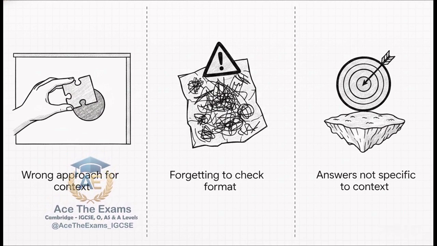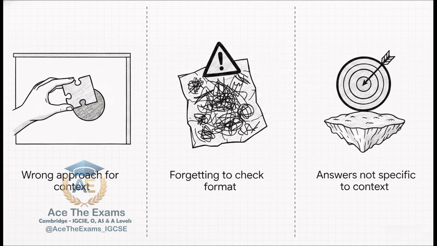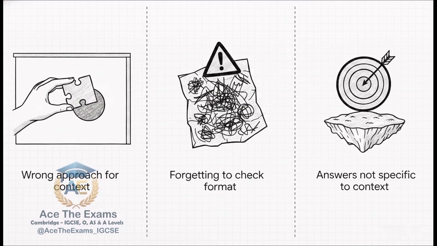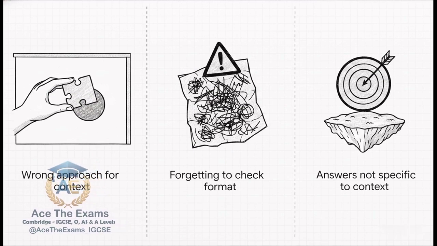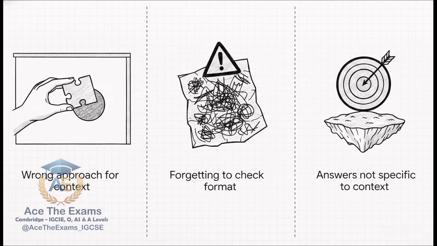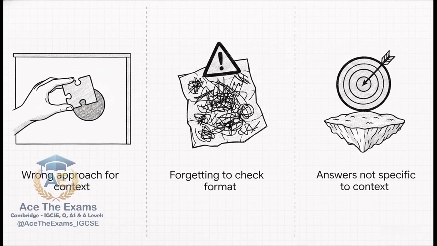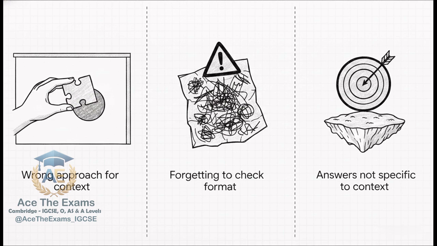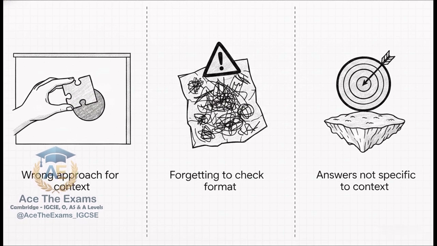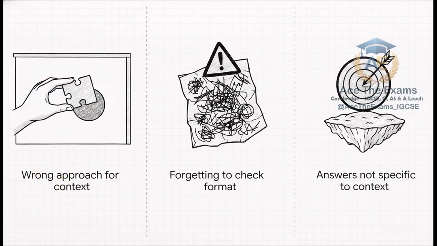Mistake number 1 is the classic Sam trap, using the wrong analytical approach for a specific context because you rushed and didn't read the command word. If they ask for an explanation of dispersion and you just calculate an angle, 0 marks. Mistake number 2 is entirely unforced, forgetting to check your format, presentation, and significant figures. But mistake number 3, this is the ultimate grade killer.